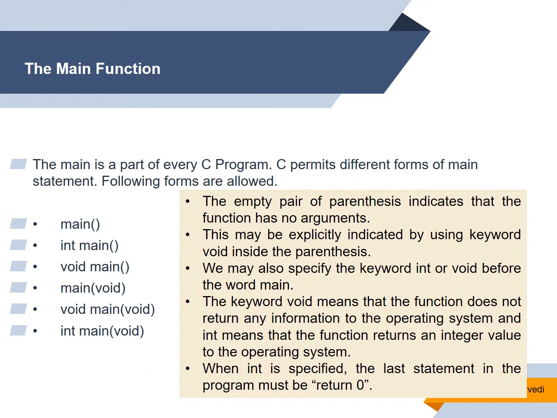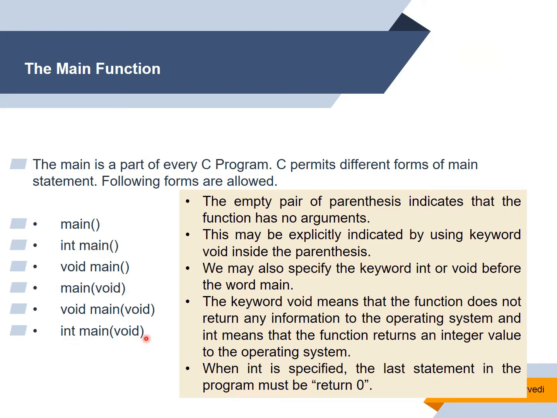Now comes another section, that is main. It is mandatory to have a main function in a C program. By default, main returns int. These are the various ways in which we can write main. Either we can write main only, or int main, or int main void, or main void. All four are the same. All these four functions will be returning an integer value.